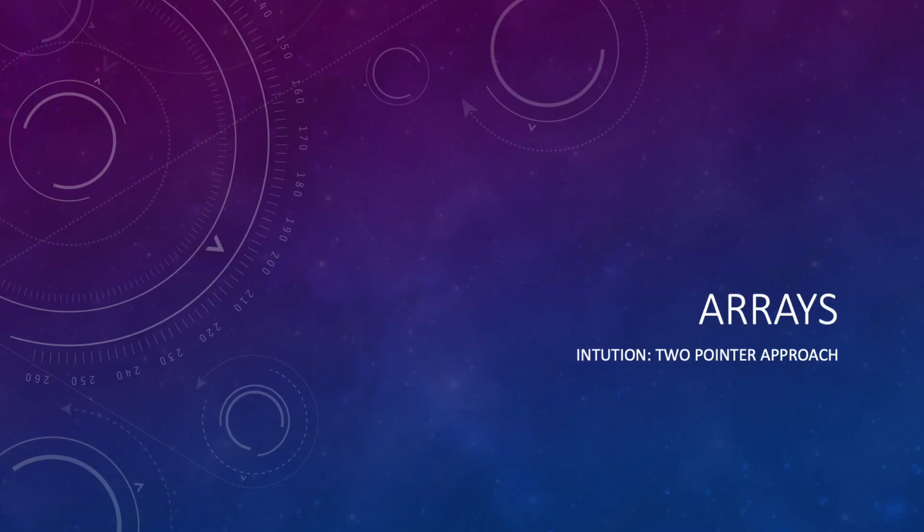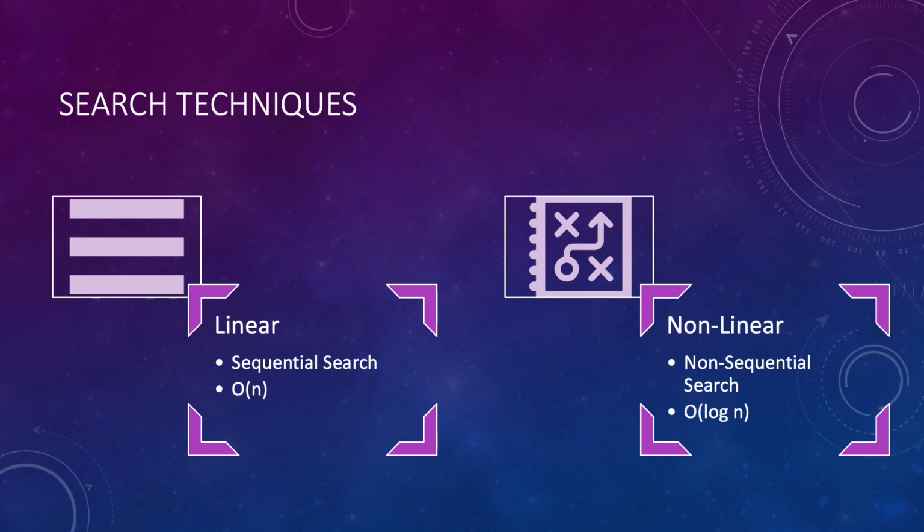Hi everyone. So we would be talking about the two-pointer approach intuition, when we talk about techniques to solve problems based on arrays. So let's get started. First we'll talk about the search techniques that we have. Overall, we have two kinds of search techniques. First one is linear and the second one is non-linear.